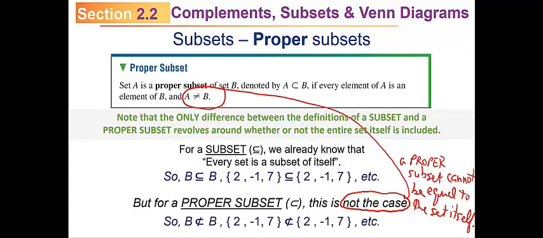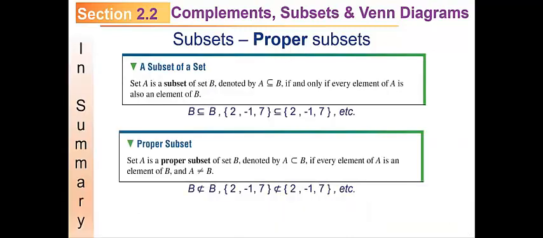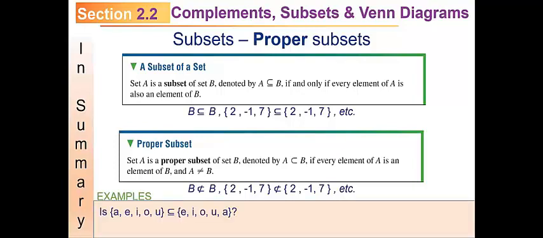So for instance, whereas above I could say B is a subset of B, B is not a proper subset of B. And above where I said the set containing 2, minus 1, 7 is a subset of the set containing 2, minus 1, and 7, I have to say that the set containing 2, minus 1, and 7 is not a proper subset of the set containing 2, minus 1, and 7. Only that one single difference. Once you think about it, it should be easy enough. Do a couple of examples.